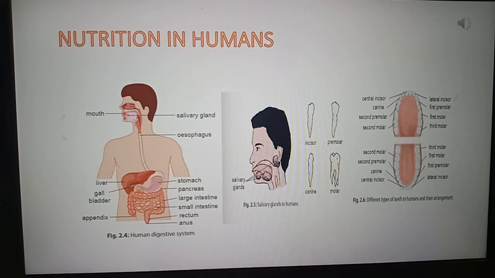Then I had also discussed the teeth and tooth decay. Now in this class we will be discussing the tongue first. What is the function of the tongue? How is the tongue responsible in the digestion process?